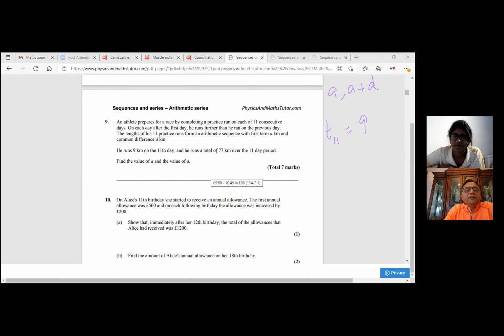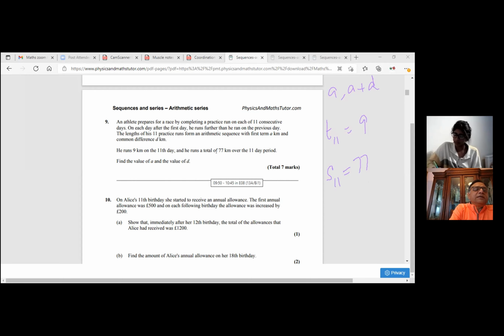He runs 9 kilometers on the 11th day, so the term number 11 is 9. And he runs a total of 77 kilometers, so S11 is 77. Is that clear to you? We know how to solve these types of questions. They are very easy to solve.